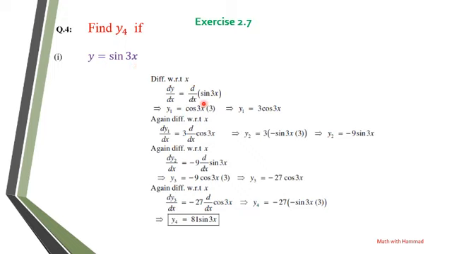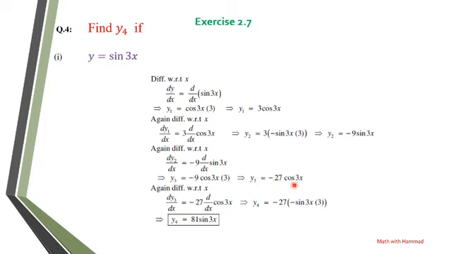For the first derivative, the derivative of sine 3x is cos 3x, but the derivative of 3x is 3. So y1 is 3 cos 3x. Again differentiate. The derivative of cos 3x is minus sine 3x, but the derivative of 3x is 3. So y2 is minus 9 sine 3x. Again the derivative of sine 3x is cos 3x, but the derivative of 3x is 3. 9 into 3 is minus 27 cos 3x.